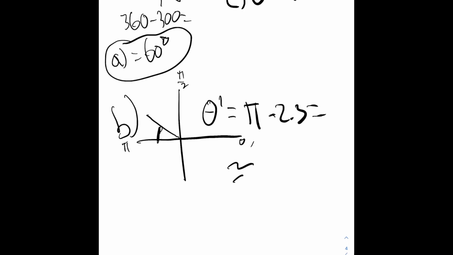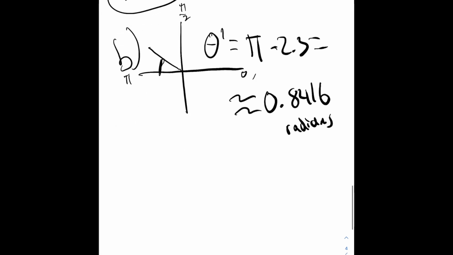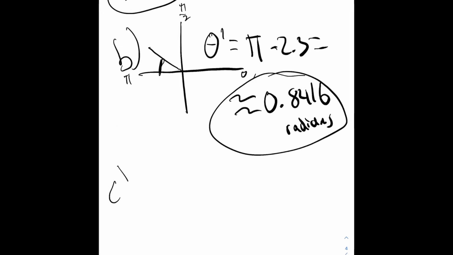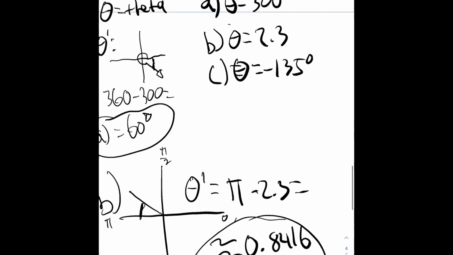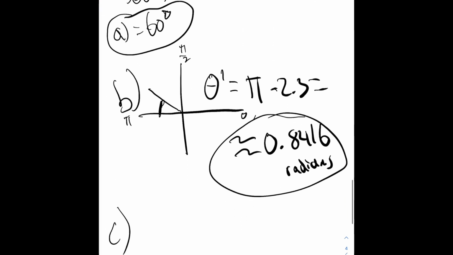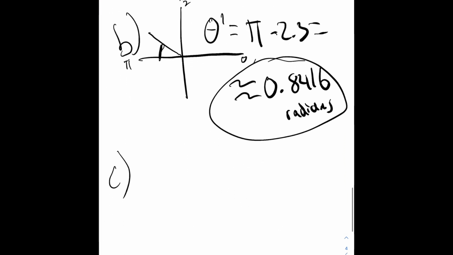Again, pi is 3.14, and it goes on forever. But we're going to say 3.14159 minus 2.3 is approximately 0.8416. And again, this would be in radians. If we're not using degrees, we're using radians, so you're going to have to specify. And then the last one, what was it? The theta was negative 135.